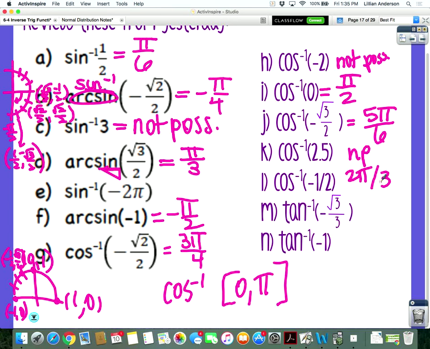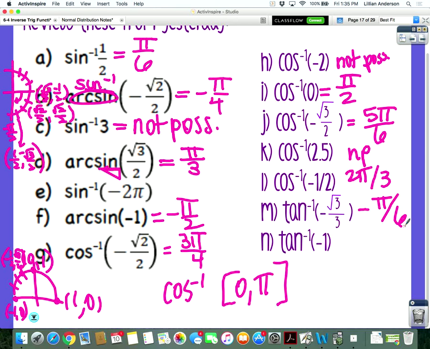Questions? Tangent. The next one. I'll take a volunteer for M, because that one you had to do a little work there. You had to think about that one. Kaylee, what is the tangent inverse of negative root 3 over 3? It is negative pi over 6. I had to think about it, that's why I made that face. You wanted to embarrass me. Well, just in case it was wrong.